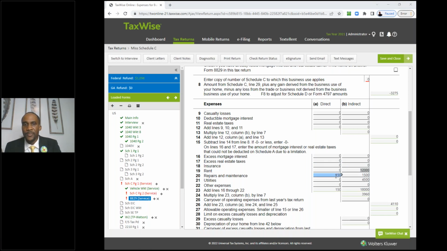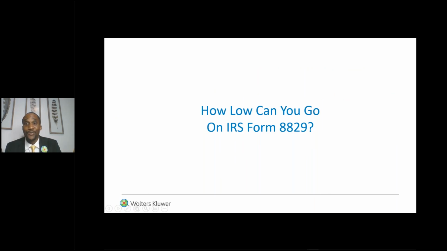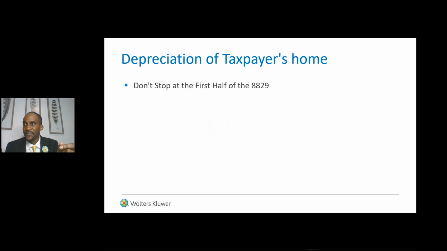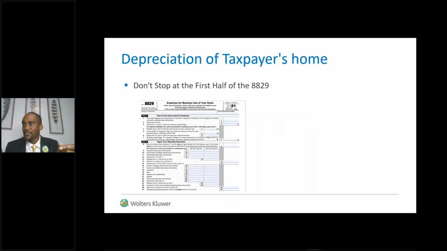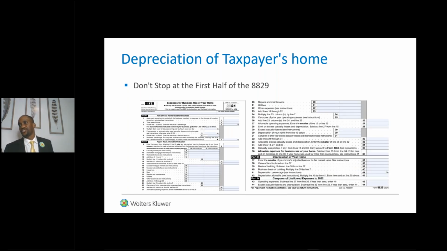Now let's go back to having a little bit of fun. How low can you go, right, on the 8829? As practitioners, I honestly believe that sometimes we stop. So let's talk about this. Let's look at the 8829, and we do a great job. What's the square footage of your home? We just took some deductions. Now, what about depreciating your home? This is a very, very touchy topic, right? There's some risk associated with it. There could be some additional taxes the clients pay later on. So you want to ask a couple of questions.